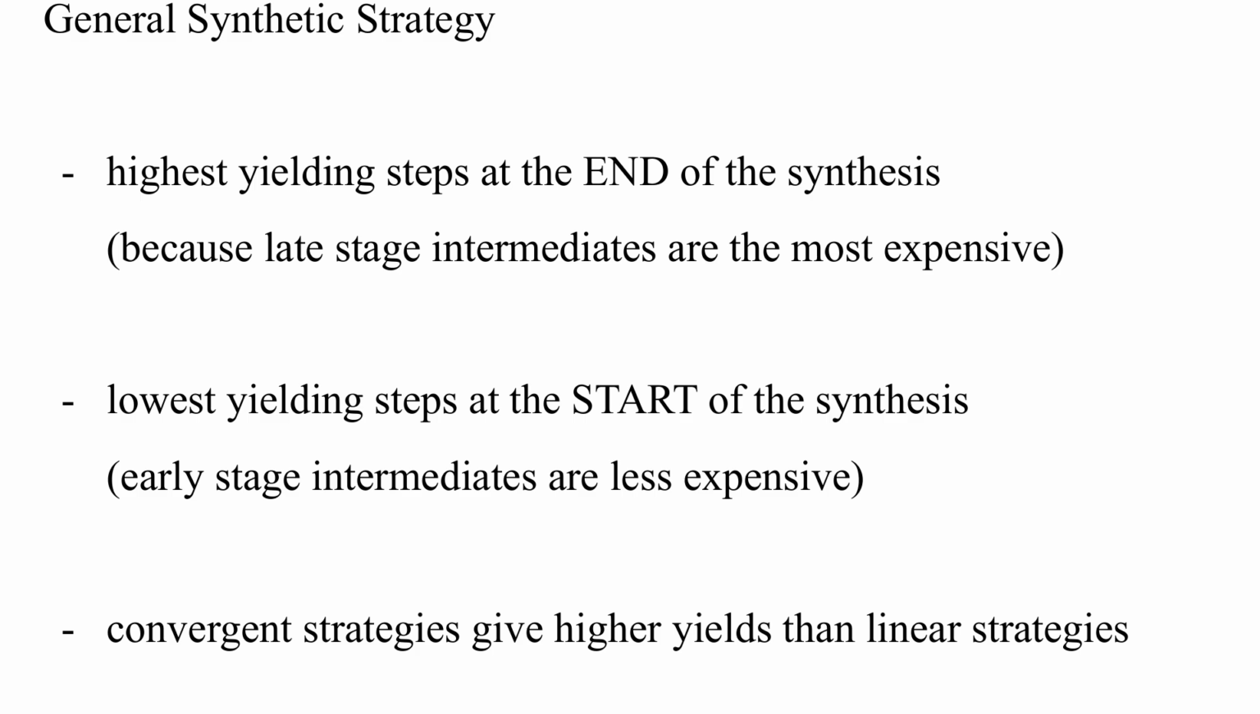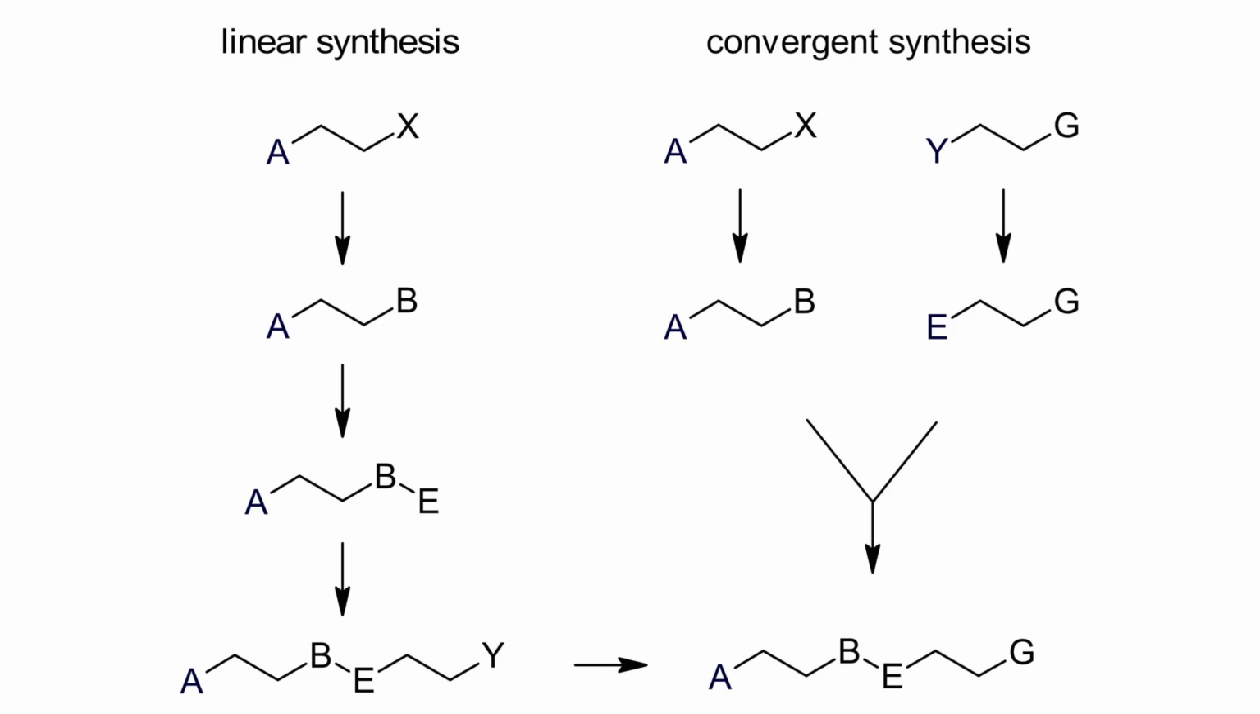In a multi-step synthesis, the highest yielding steps should be at the end of the synthesis because late-stage intermediates are the most expensive. Low yield steps can only be afforded early in the synthesis. And convergent strategies tend to give higher overall yields than linear strategies. In a linear strategy, the initial fragments undergo a large number of chemical transformations, while in a convergent strategy, each fragment undergoes fewer transformations and losses.